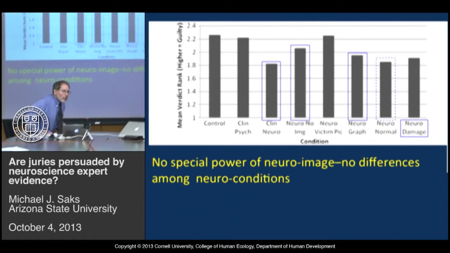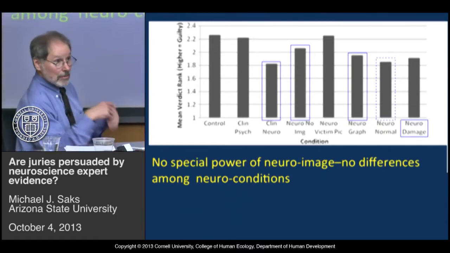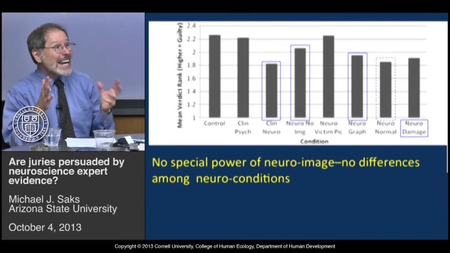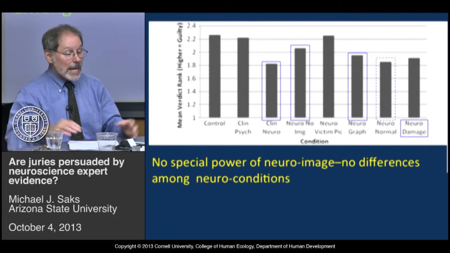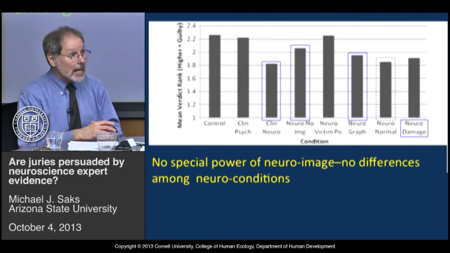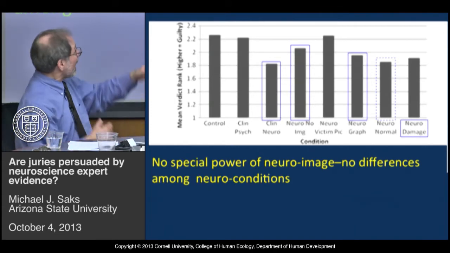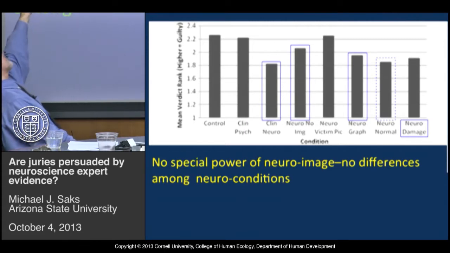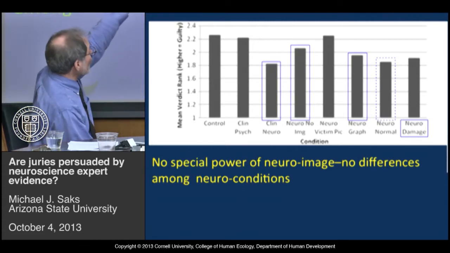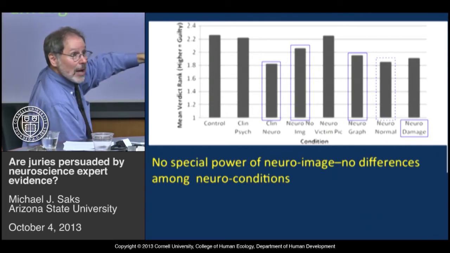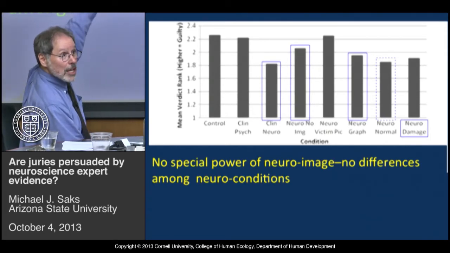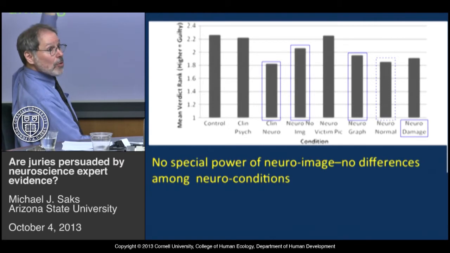I mean, what we thought we would see, if the brain image had a magical power to make jurors go along with whatever you wanted to say, we thought that the, let's see, mean verdict rating, higher is guiltier, we thought that that one at the extreme right would come way down, while the others would go up in some sequence.